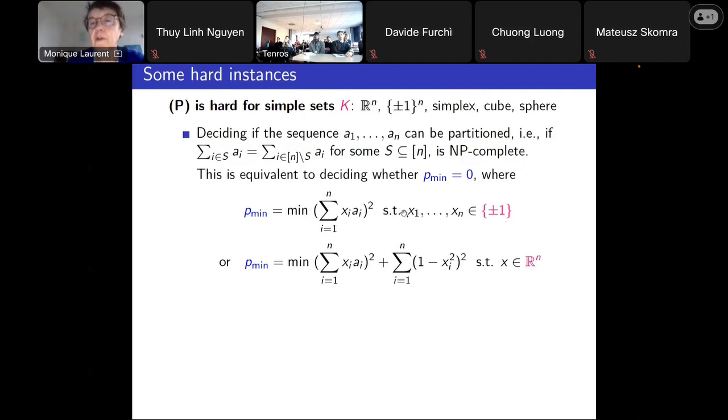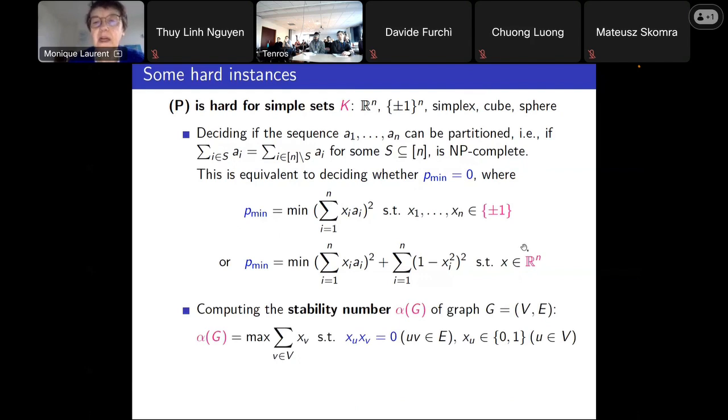If you wish, you can also replace the constraints that the xi should be plus minus 1 valued. You can incorporate them into the objective function by adding the sum of the squares of 1 minus xi squared. Then we minimize this polynomial, which has degree 4, so it's a quartic polynomial, over the full space now. And the minimum again is 0 precisely when the sequence can be partitioned. So minimizing a degree 4 polynomial over the full space is already NP hard, because if one could solve it, one could decide whether a sequence can be partitioned, and this is an NP-complete problem.